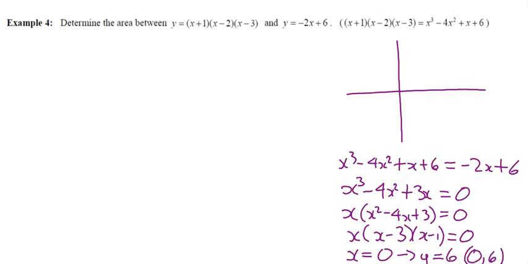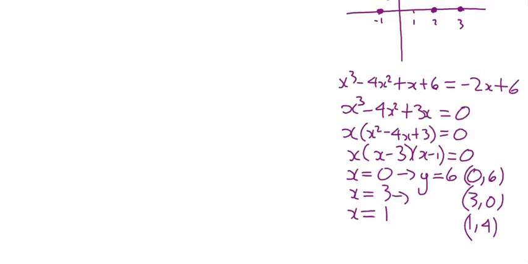Okay, so let's scale this out. 2, 4, 6. We know we have a y-intercept. The y-intercept of this is 6, and the y-intercept of this is 6. Oh, and we know that because we got 0, 6. Negative 1, 1, 2, 3. So negative 1, there's a 0. Positive 2, positive 3. We've got intersections at 0, 6. So we'll do that in red, 0, 6. What were the other ones? 3, 0, and 1, 4.